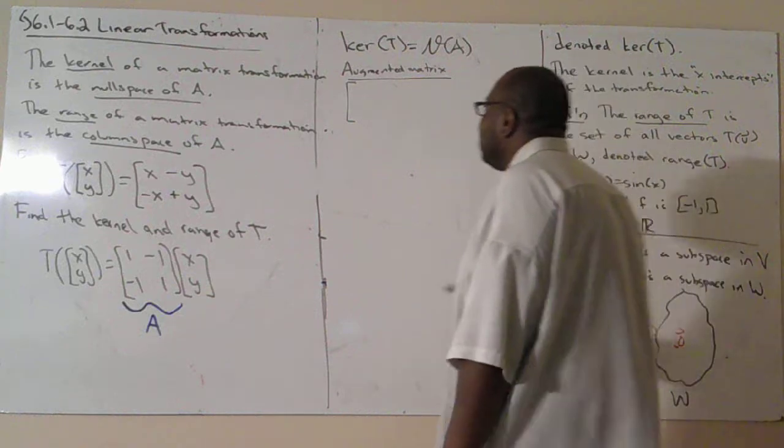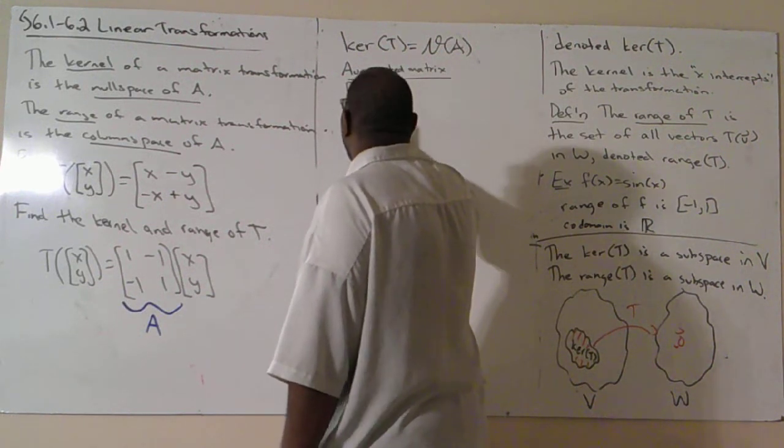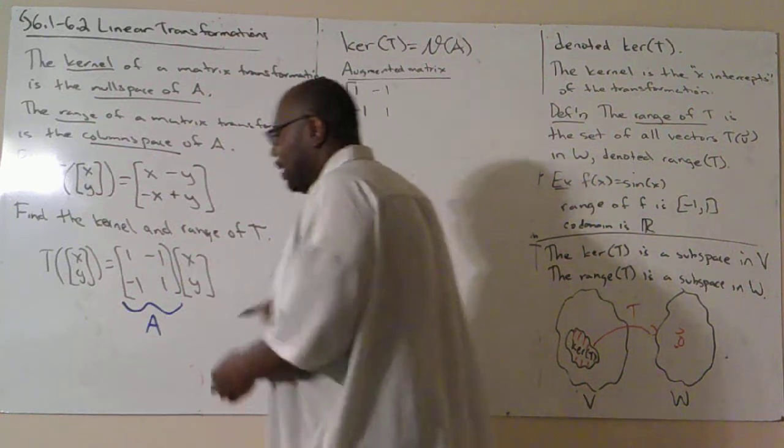So we have 1, -1, -1, 1, and then I have my dashes.